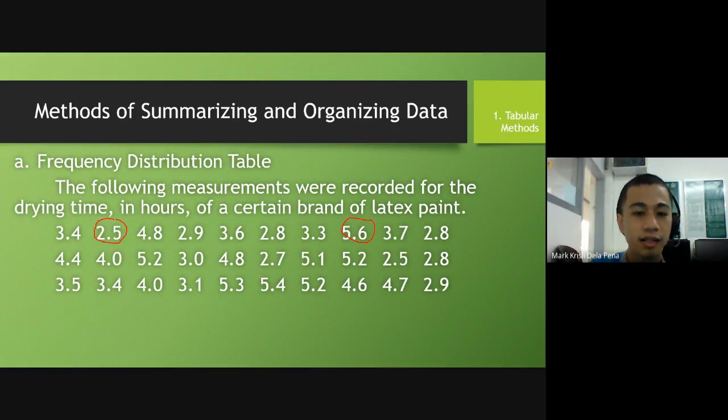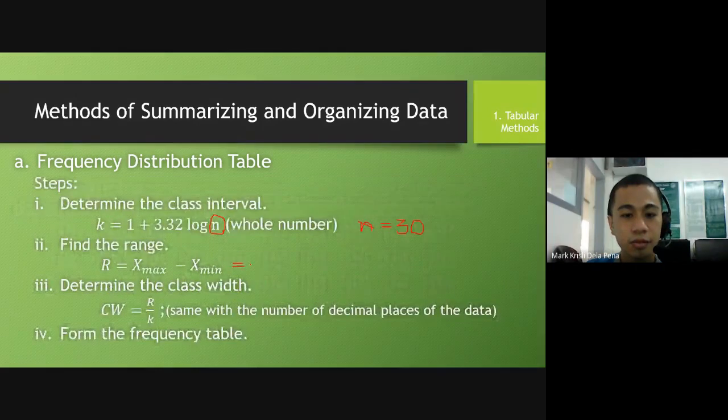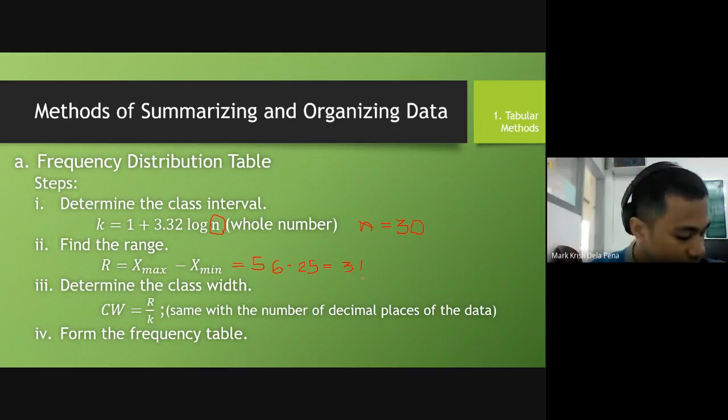So to get the range, that's 5.6 minus 2.5. And that is equal to, that's 1, and you get 3.1. So our range is equal to 3.1.